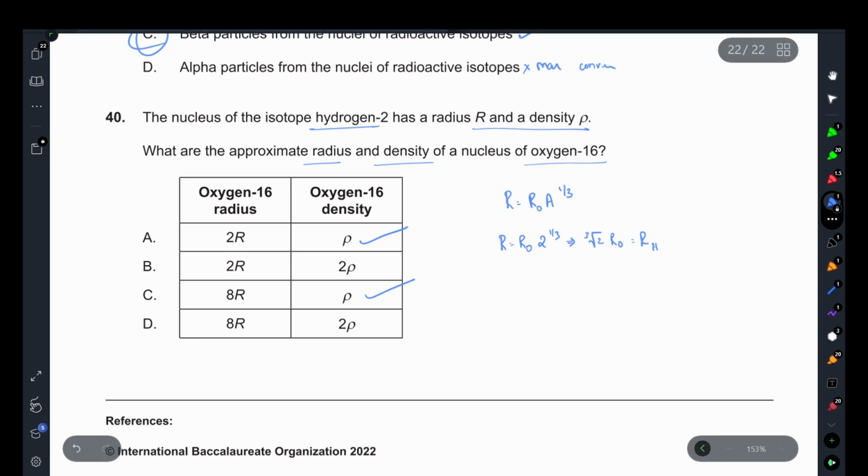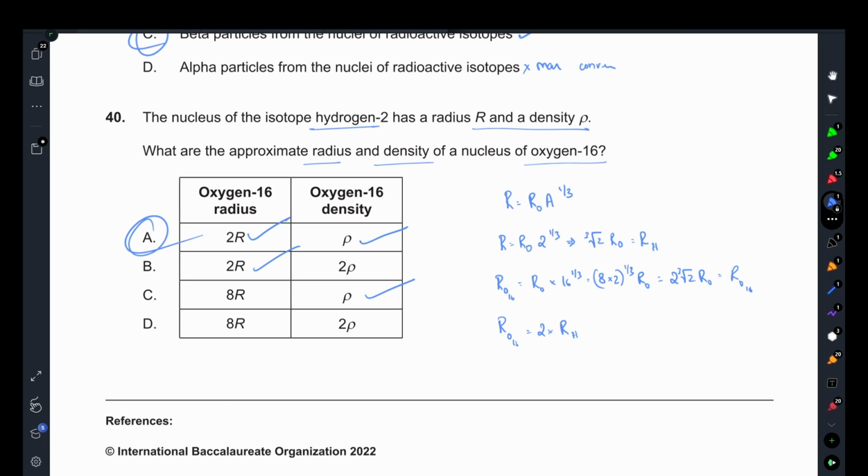Now let's look at R oxygen. So for R O16, we have R naught times 16 to the power 1 by 3, which is equal to 8 times 2 whole to the power 1 by 3 R naught, which is equal to 2 cube root of 2 R naught. Now, if you compare R oxygen and R hydrogen, you see that R O16 is equal to 2 times R H. So the radius of oxygen is 2r. Question number 40, answer is A. And that completes the question.